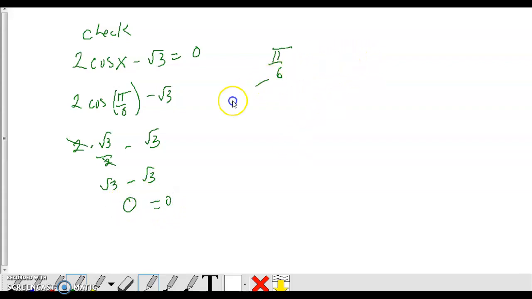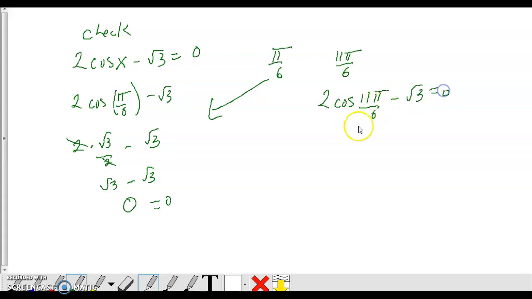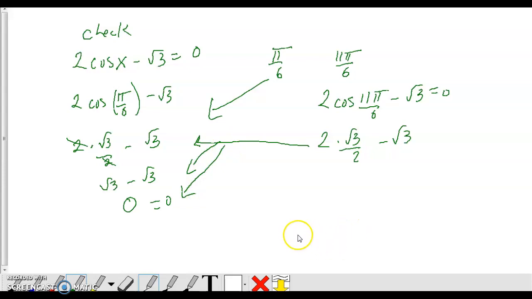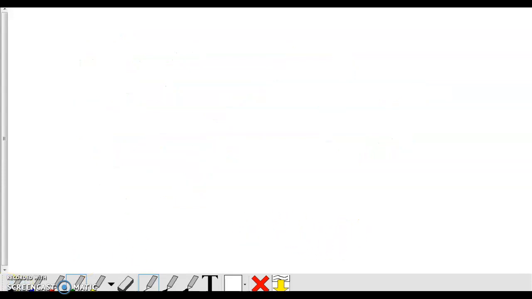So that's that one. Let's check 11 pi over 6. So 2 cosine of 11 pi over 6 minus root 3 is equal to 0. Again, this is going to leave me with the same thing, which ultimately leads me to 0. All right, so it's important to always check all of our answers. Let's go ahead and try another one.